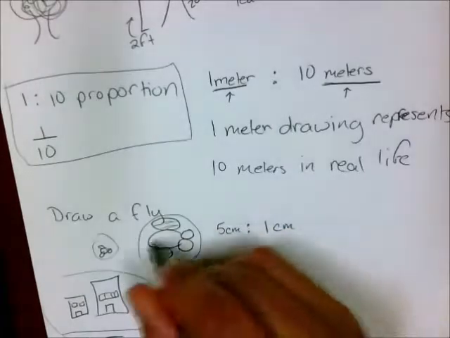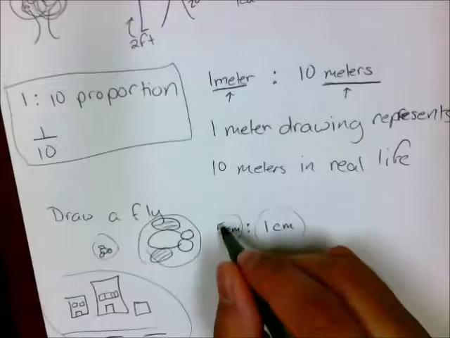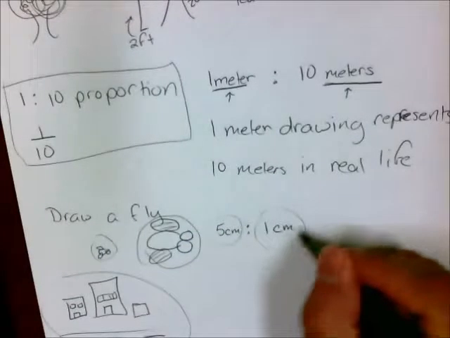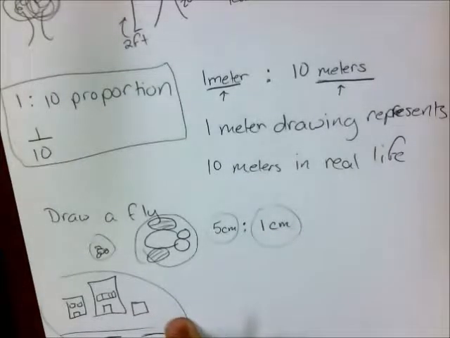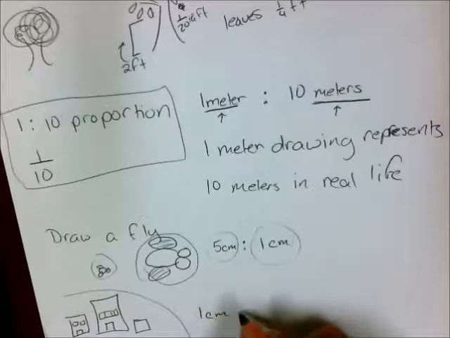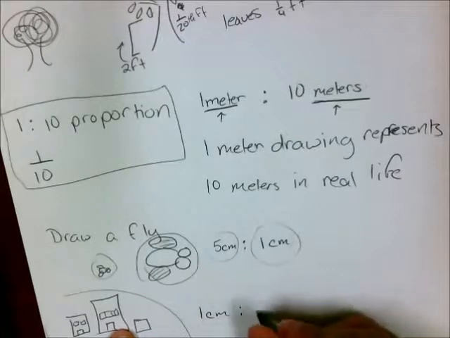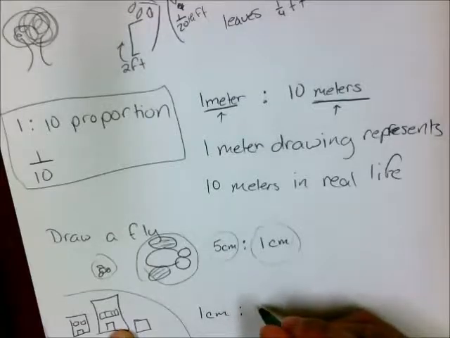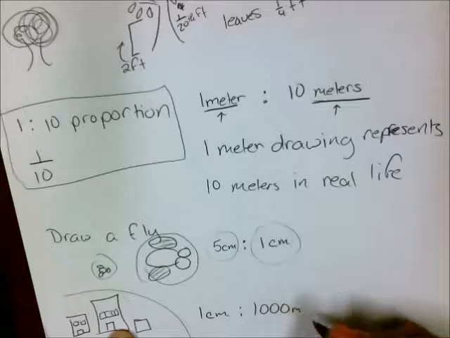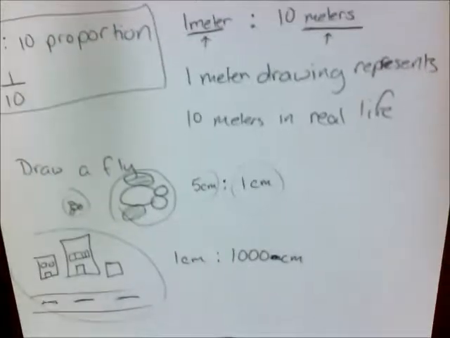So you'll notice that when I get bigger, I have a larger number on the left, a smaller number on the right. Because I want my large amount, so my 5 centimeters from here to here represents only 1 centimeter in real life. Whereas in this town, I need my 1 centimeter to equal a whole building. A whole building is probably something around 1,000 centimeters. A whole building, 1,000 centimeters is kind of realistic. So let's say 1 centimeter equals 1,000 centimeters, like that. Okay.